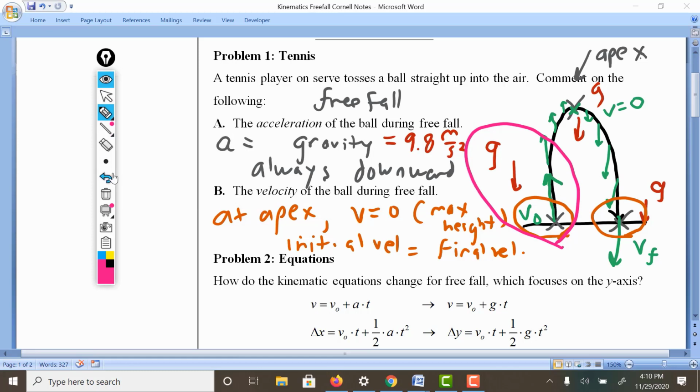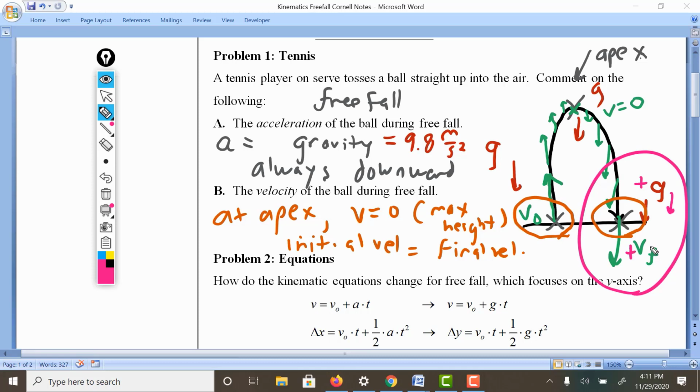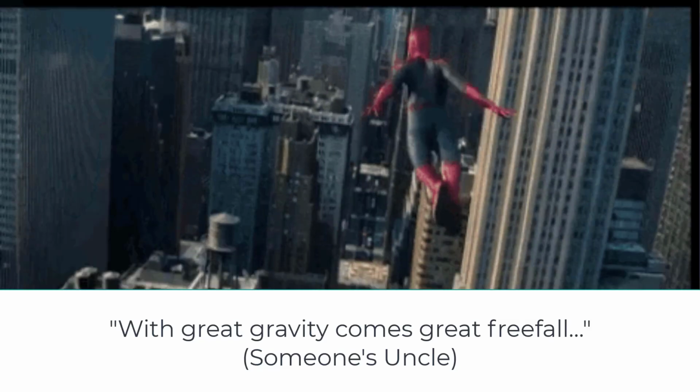If I were instead looking at this side, I would have gravity be positive because it's going downward, and I'd have velocity be positive as well. So it changes depending on which side you're on.